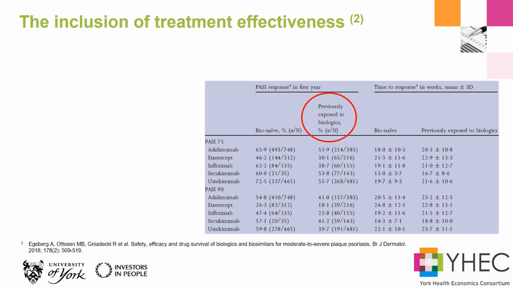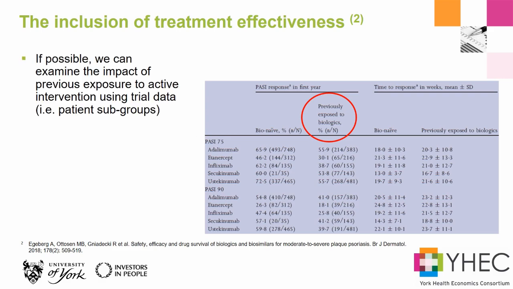This is from the example of plaque psoriasis, and you can see highlighted in red is the column that shows treatments in which the patients have previously been exposed to biologics. So this would be equivalent to the treatment being given second line as opposed to first line. And as you can see, the efficacy is much lower in those patients who have previously been exposed to biologics as opposed to bio-naive patients, i.e. first-line patients.